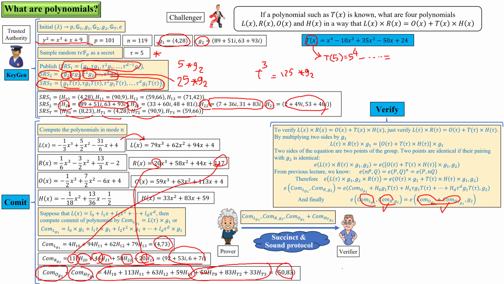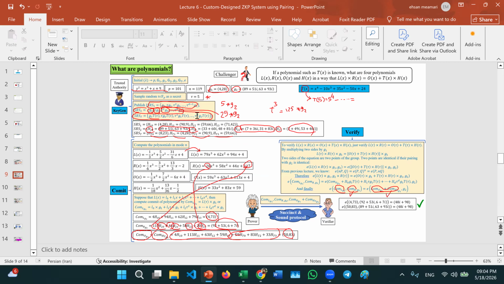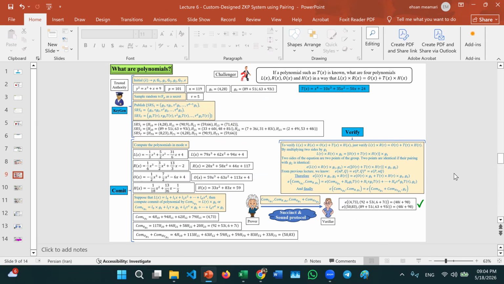These three values would be sent to the verifier, and then the verifier will check whether the pairings of the left and right sides are equal to each other or not. So now let's compute the pairing values to ensure whether they are correct or not.